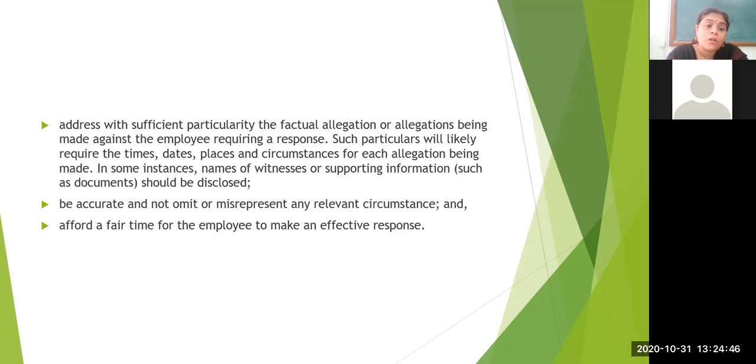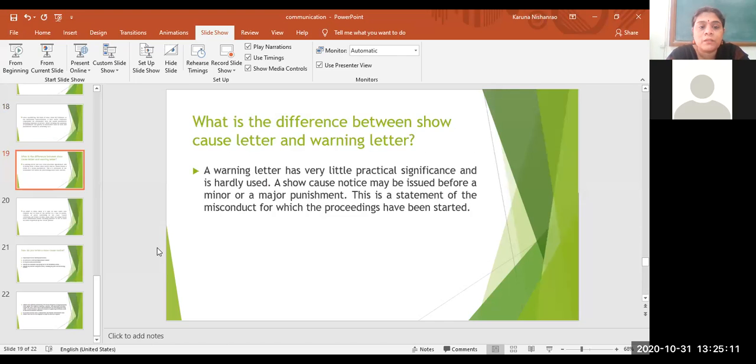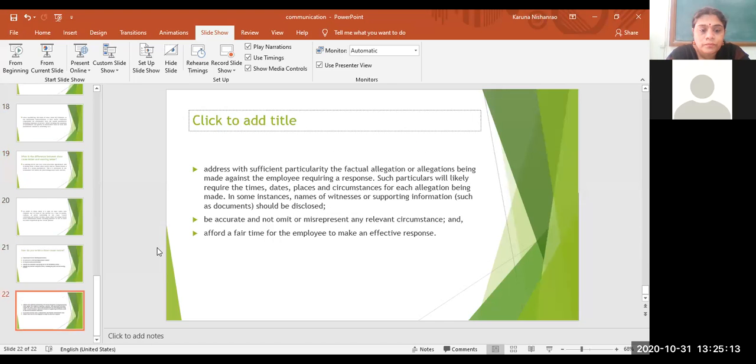Be accurate and not omit or misrepresent any relevant circumstances, and afford a fair time for the employee to make an effective response. It is very, very important, as I already said, that whenever you're drafting this letter, you need to give sufficient time to the candidate, because law always says that we can't punish the innocent one. So it is very, very important whenever the company is drafting a show cause notice. Okay, so this is related to show cause.